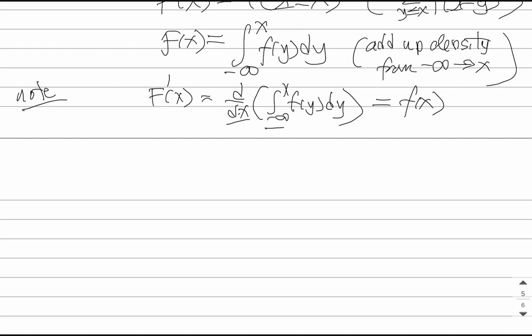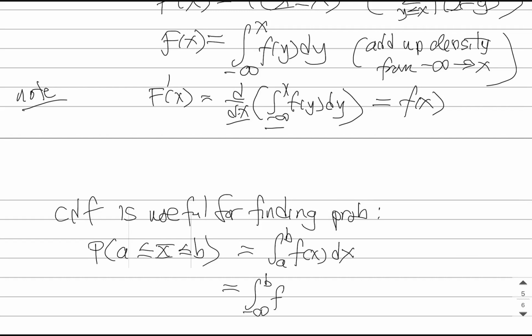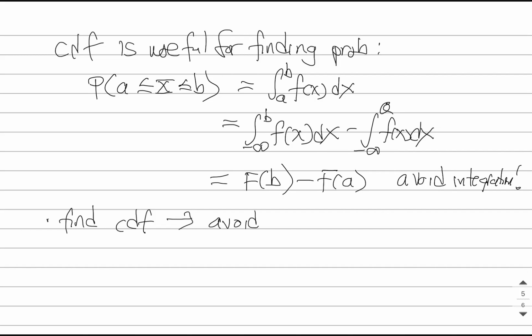The CDF is the useful tool for calculating probabilities. How? What do you mean? If we wanted to calculate something like this, yes, it would be an integral of f of x dx. But if we wanted to, we could think of it as this integral subtract this integral. And when we think of it in that sense, it becomes the CDF at B, subtract the CDF at A. This allows us to avoid integration. So we find the CDF, and then we avoid having to integrate again.